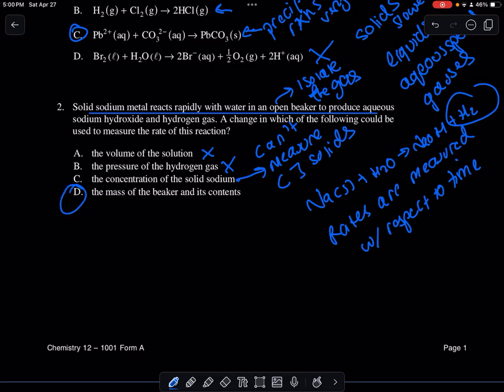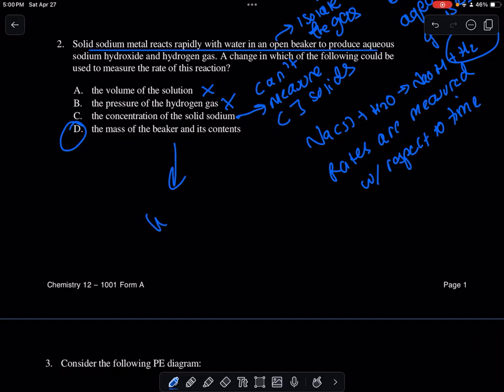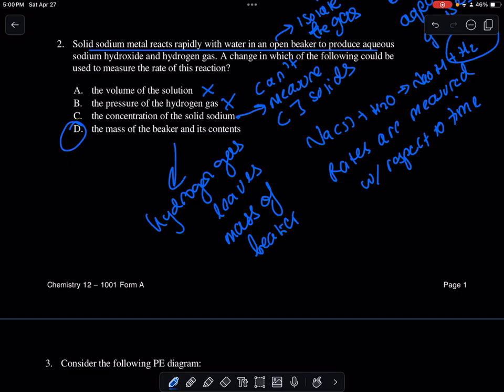So option D is the only one that remains, and this makes the most sense because as the hydrogen gas leaves, the mass of the beaker decreases.